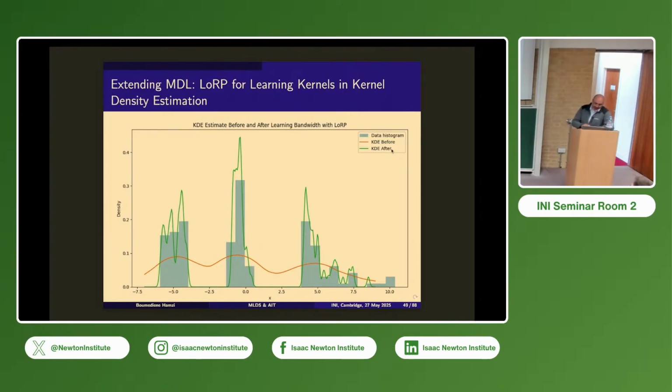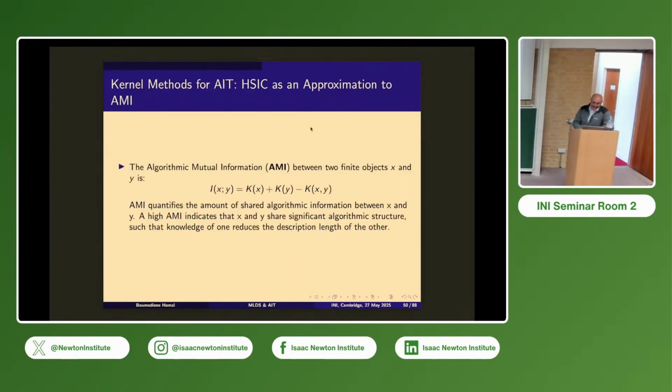Now we are going to move to the other direction, which is kernel methods for AIT. And we proved that HSIC constitutes an approximation to algorithmic mutual information. So what is algorithmic mutual information? It's just the following object. It's basically related to the shared algorithmic information between two objects, X and Y. Essentially, it's the Kolmogorov complexity of X plus the complexity of Y minus the joint complexity of the joint X and Y.